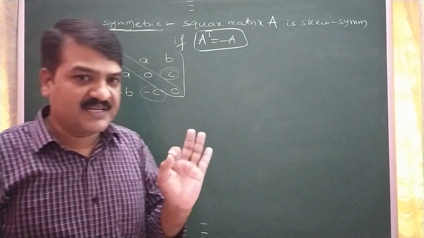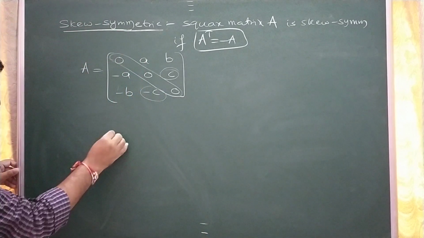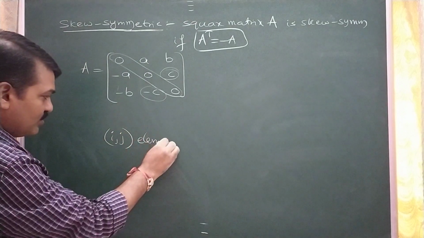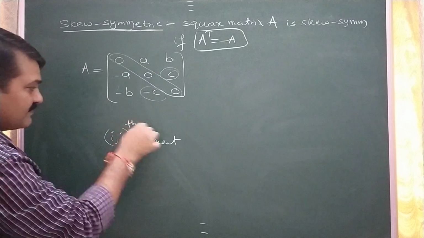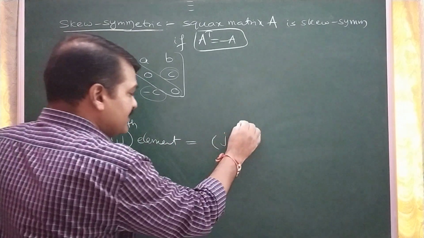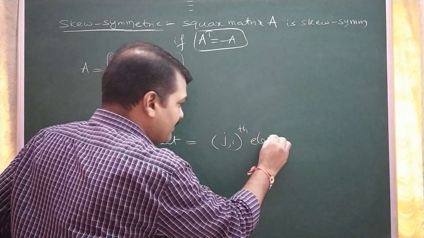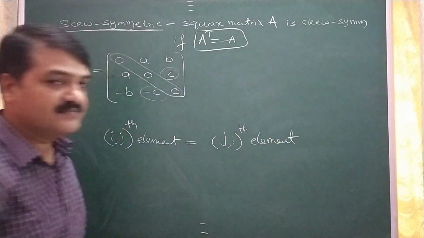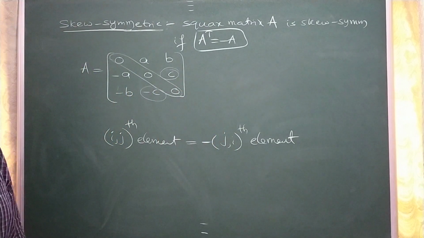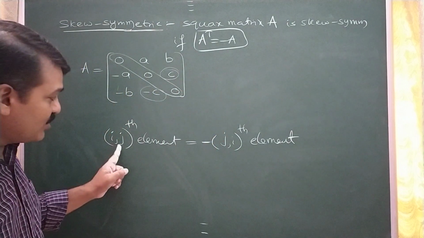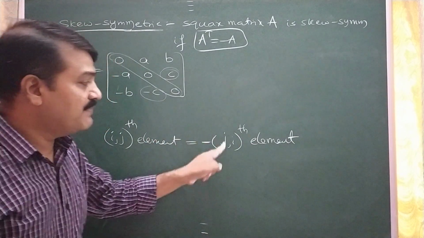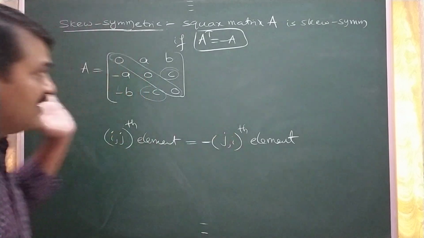So in symmetric, I told you that the element in ith row, jth column must be equal to the element in jth row, ith column. Here, it is going to be of opposite signs. An element in ith row, jth column must be of opposite sign when compared to jth row, ith column.